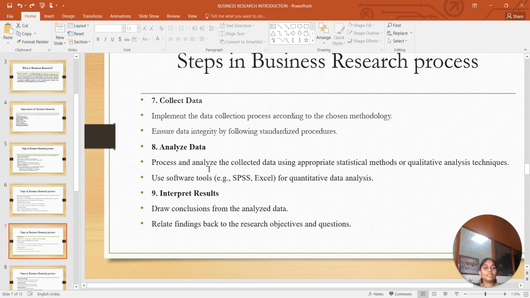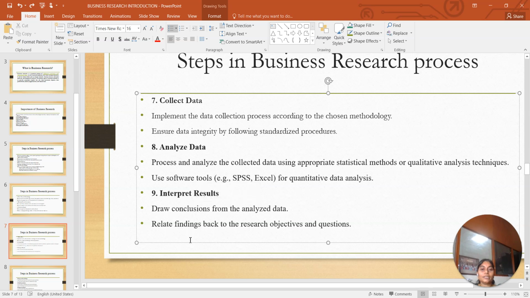Process and analyze the collected data using appropriate statistical methods or qualitative analysis techniques like ANOVA, t-test, f-test, chi-square. So these types of methods are used in analyzing the data, along with software tools like Excel and SPSS for quantitative data analysis. And next, interpreting the results. Draw conclusions from the analyzed data and relate the findings back to the research objectives and questions.